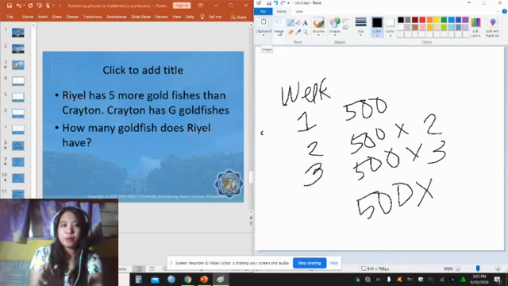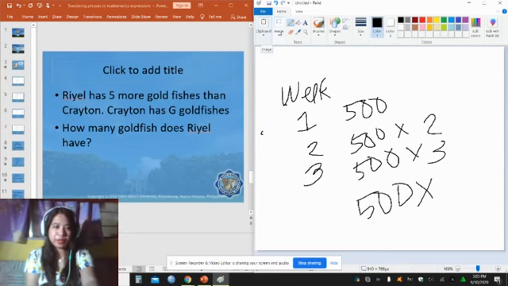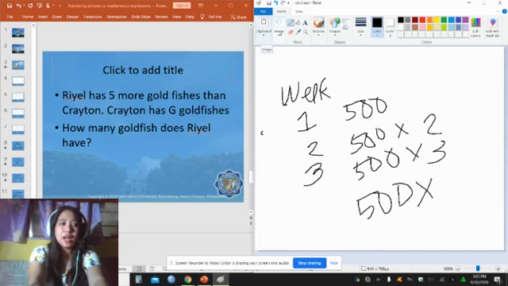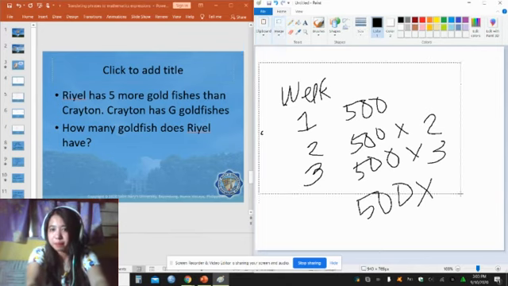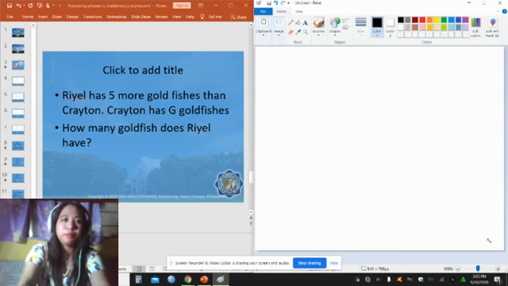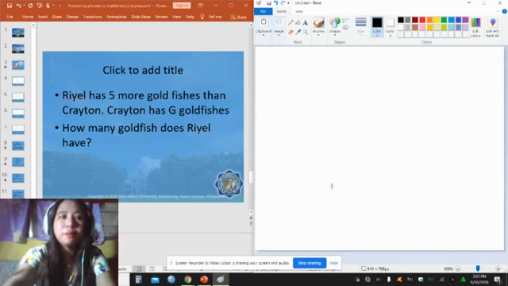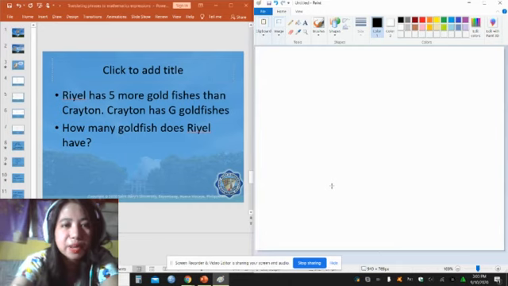Next, let us also consider another example. Riel has 5 more goldfishes than Creighton. Creighton has 6 goldfishes. How many goldfish does Riel have? To answer this, simply, Riel has 5 more goldfishes.